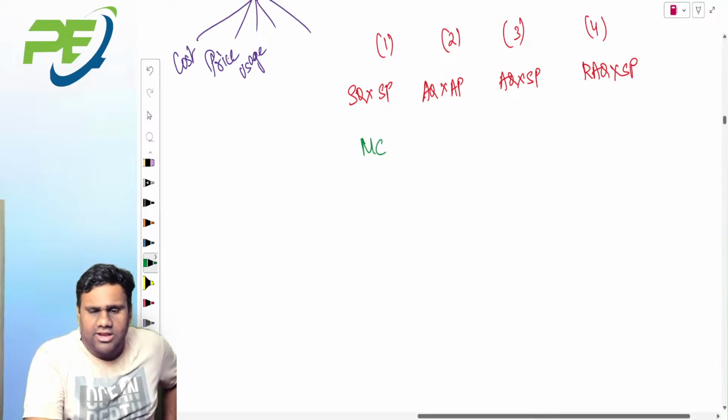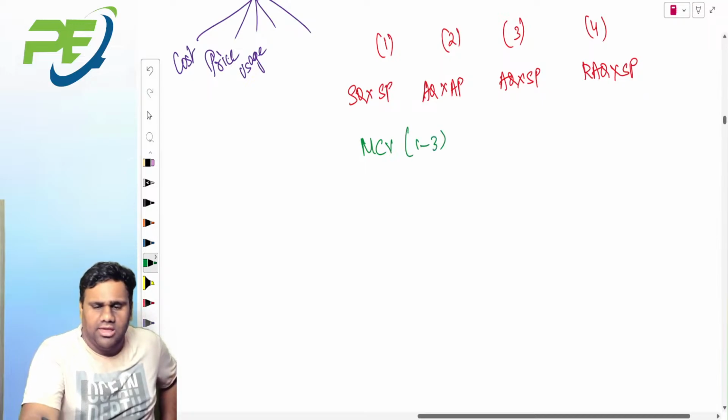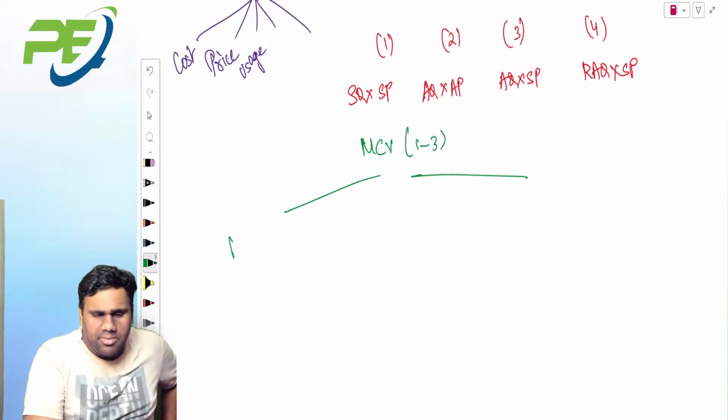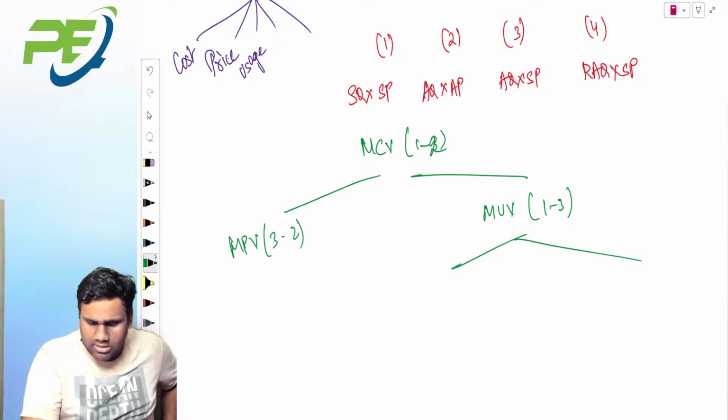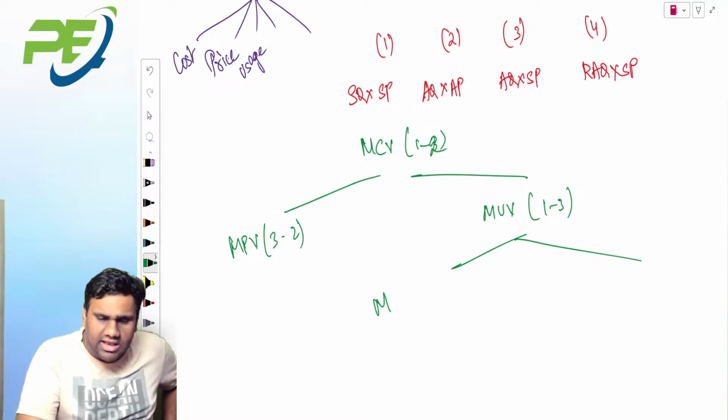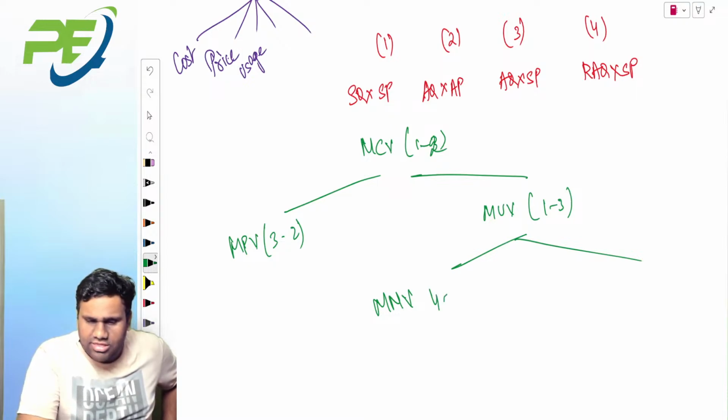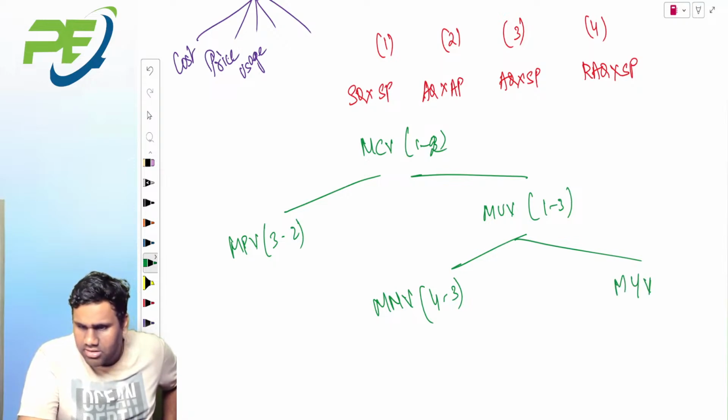Then material cost variance is 1 minus 3. Material price variance is 3 minus 2. Material usage variance, sorry, 1 minus 2. Then 1 minus 3. Then material mix variance is 4 minus 3. And material yield variance is 1 minus 4. What is all this?